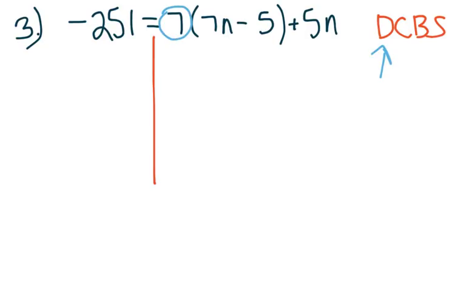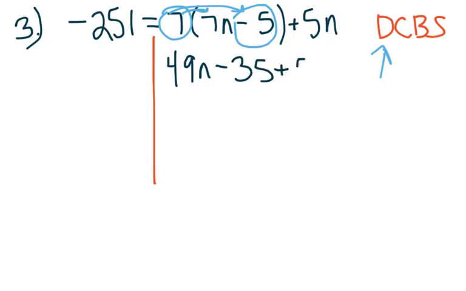We can. We're going to do 7 times 7n. That'll give us 49n. Then we have 7 times negative 5. That'll give us negative 35. Now this plus 5n at the end of our equation just comes down, and it's equal to negative 251. So we've distributed everything we can.